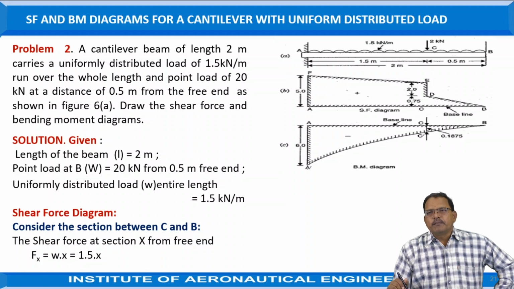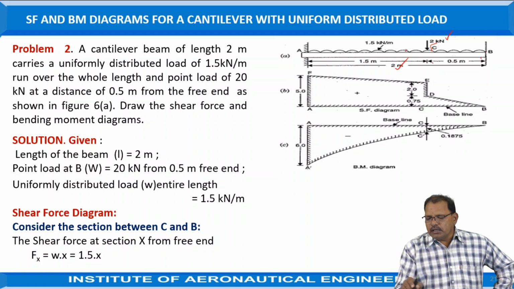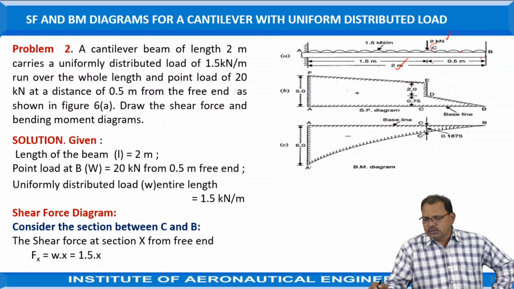The given data in the problem is the length of the beam. The length of the beam is equal to 2 meters. The point load at B, at a distance of 0.5 meters, is equal to 2 kilonewtons. It is acting there, and the remaining length carries the uniformly distributed load.